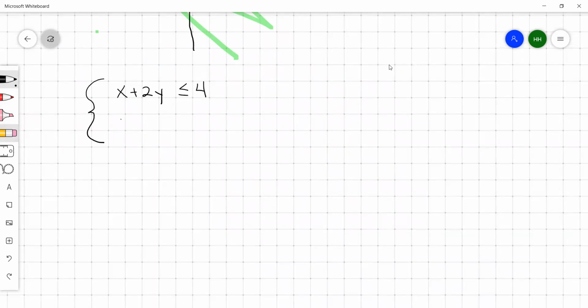Let's do y greater than negative x minus 1. All right, if I number these again, equation 1, equation 2. Equation 2 is in slope-intercept form, isn't it? So nothing needs to be done to it. Equation number 1 needs some work. So I'm going to rewrite it, x plus 2y less than or equal to 4.